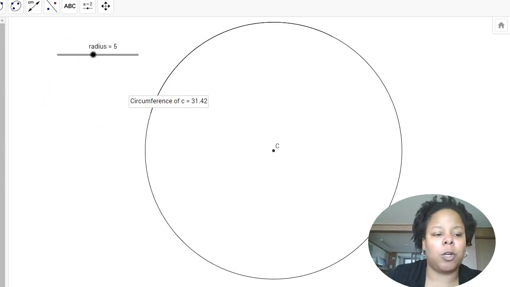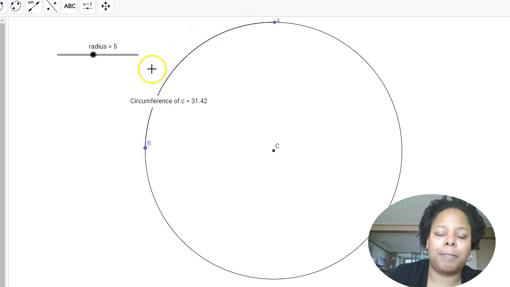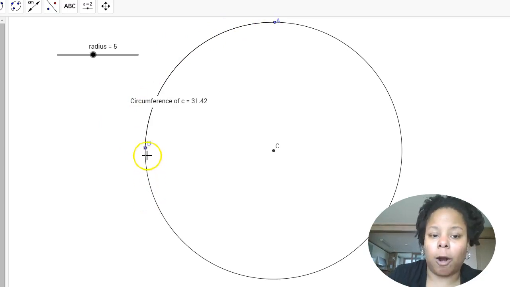So that's called an arc. So I'm going to select 2 points A and B that are on this circle. Move it around so we get a better view. And let's find the measure of the distance between the two, which is, of course, a straight line, AB. But if I want to find what part of the circle is in between A and B, then I have to measure the arc length.